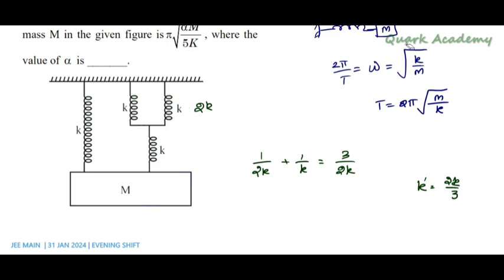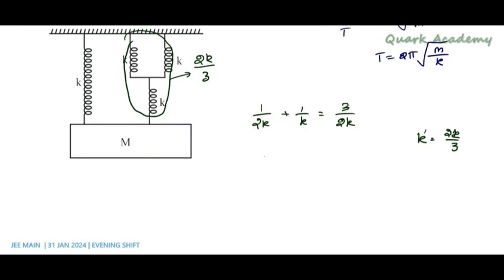We can replace this entire setup with the spring constant, which is 2k by 3. Now this 2k by 3 and this k are in parallel. So the overall spring constant is going to be k total, which is 2k by 3 plus k. It is going to be 5k by 3. So this is the overall spring constant.